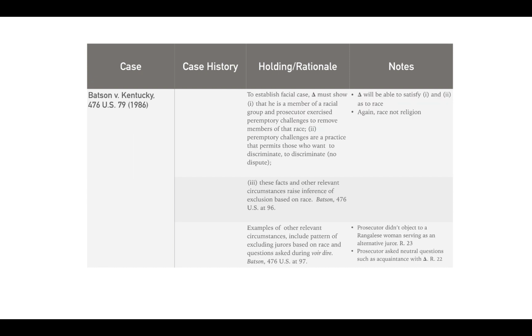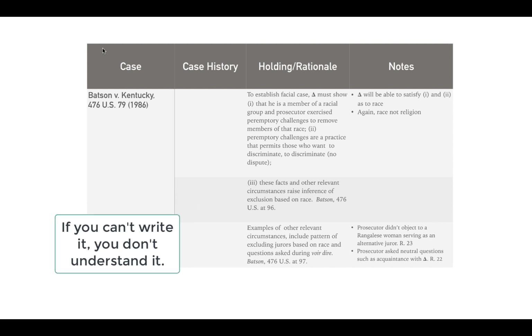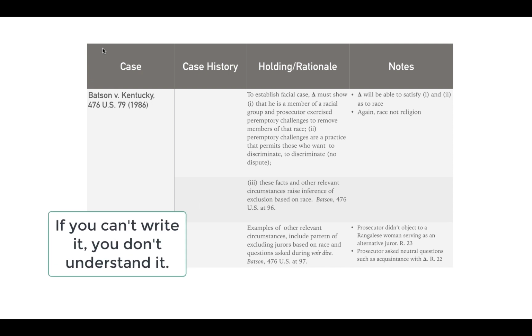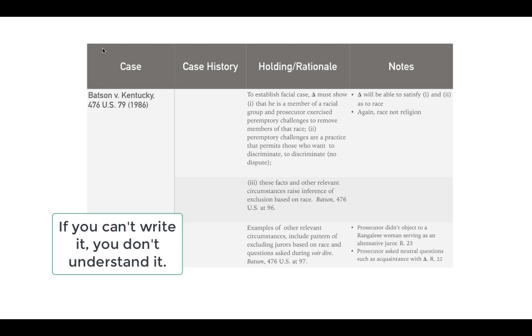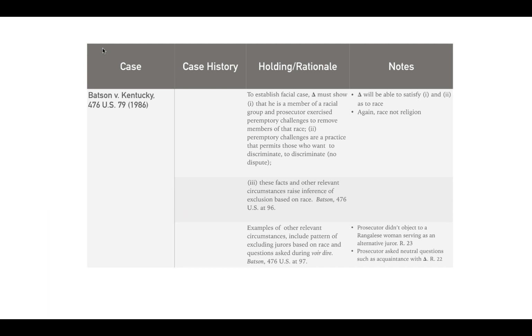And I'd like to continue just a little bit more on these case summaries or case charts, because writing things out in the summary is the student's way of showing herself that she actually understands what it is that she's researching. Because if you can't write it, it means you don't understand it. And this is the place to begin writing it out to confirm that you understand it so you can argue it in the memorandum of law.